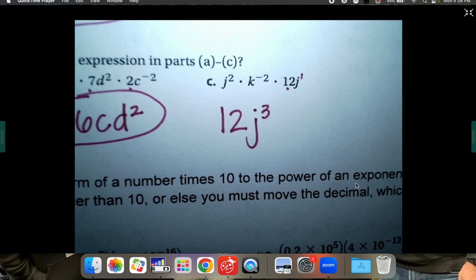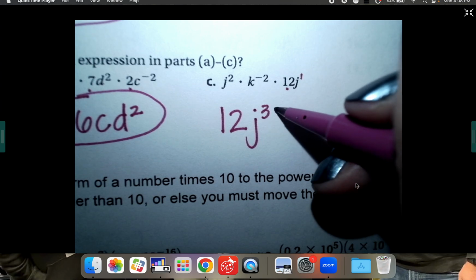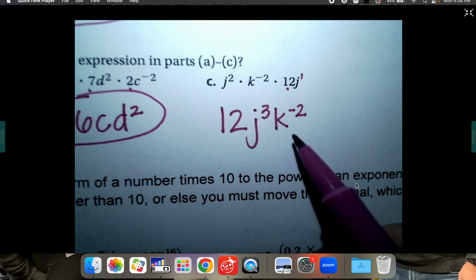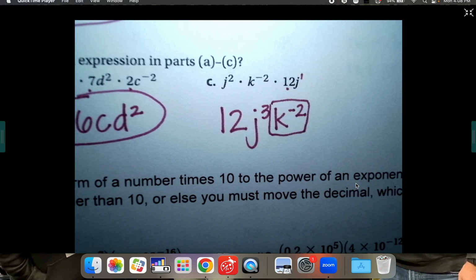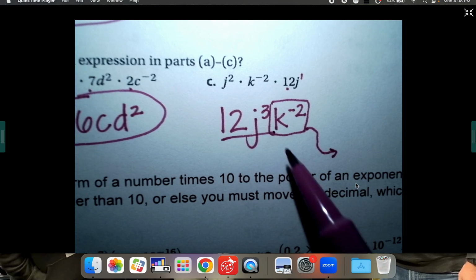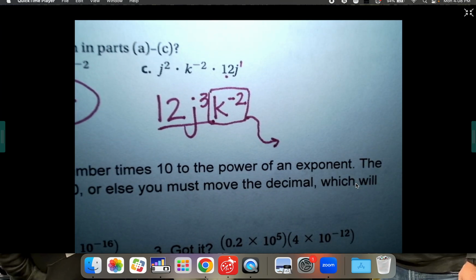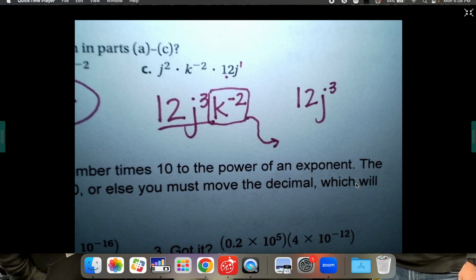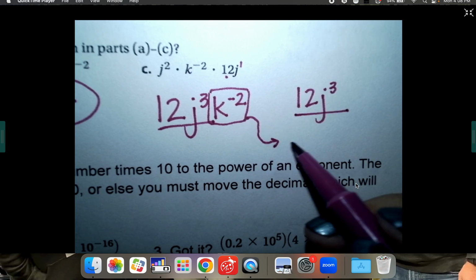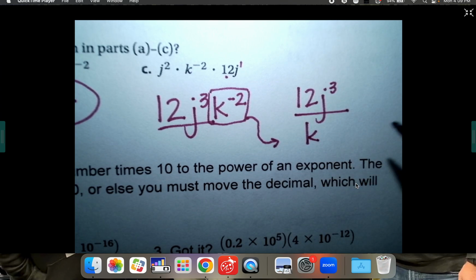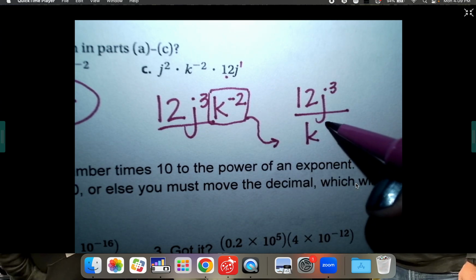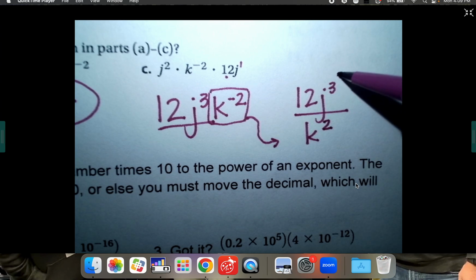So J cubed. And then K to the negative 2 is a problem. You can't have negative exponents, so this whole term is going to have to flip to the denominator. We don't have a denominator, so we're going to have to make one. So 12j to the 3rd gets to stay up top in the numerator. There's nothing wrong with it, but flip to the bottom now is going to be the K to, remember, once you flip it to the bottom, it's no longer negative, so it's a positive 2. And now it's done.